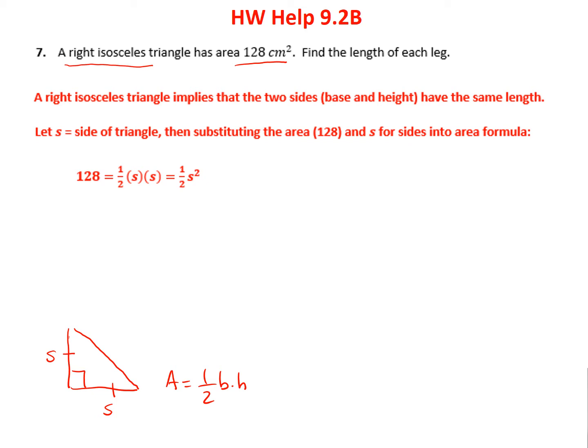Now if I want to simplify that, I'll undo the 1/2 by multiplying by 2. Got to do the other side as well. 1/2 times 2 is 1. So I'm left with 1 S squared on that side. And we end up with S squared equals 256. That means S is the square root of 256, or 16 centimeters, and that's our answer. When it says of each leg, well, both legs are the same, so they're both 16 centimeters.